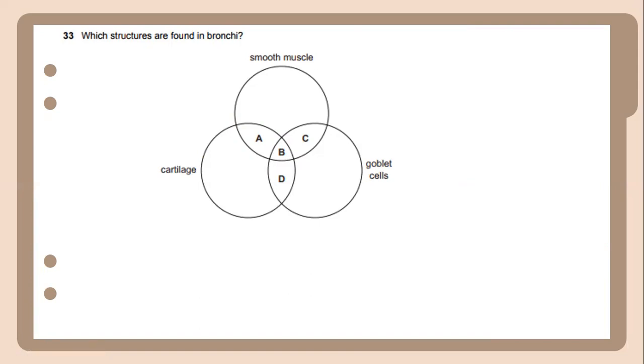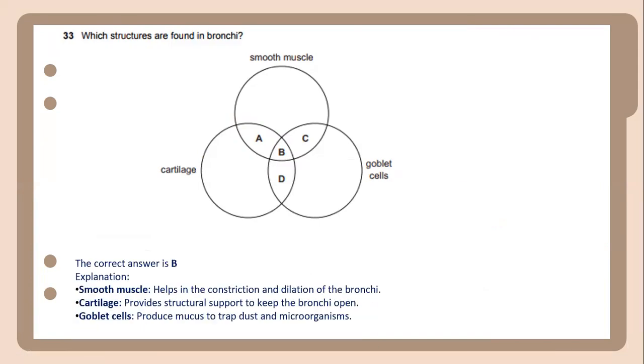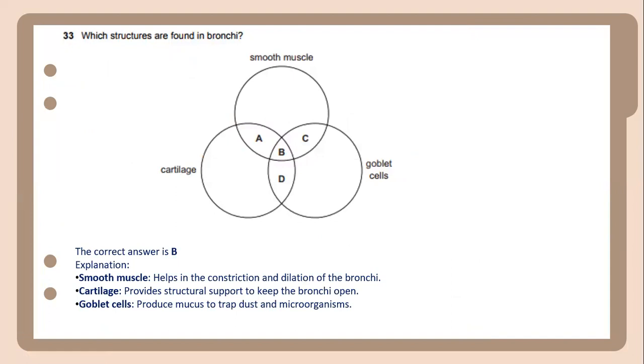We have cartilage, we have smooth muscle, and we have goblet cells. Smooth muscle is used to help in the contraction and dilation of the bronchi. Cartilage is used to provide structural support to keep the bronchi open, and the goblet cells produce mucus to trap gas and microorganisms. So the answer will be B, which is smooth muscle, cartilage, and goblet cells.